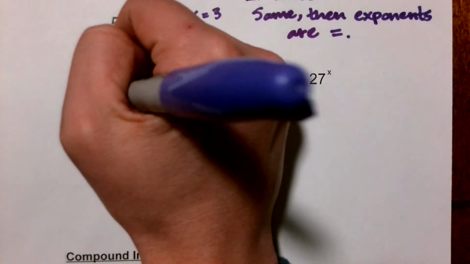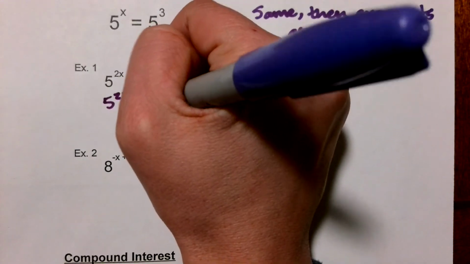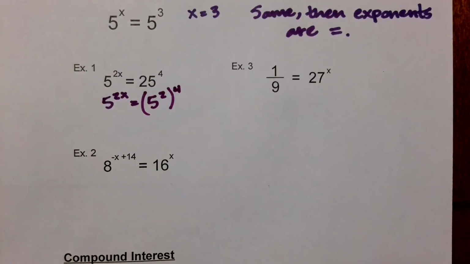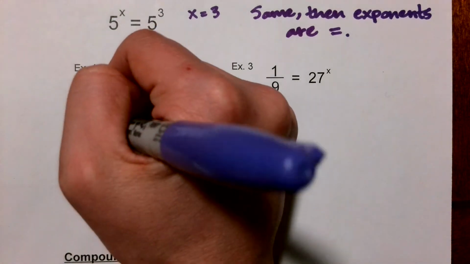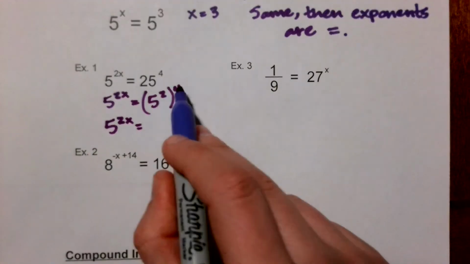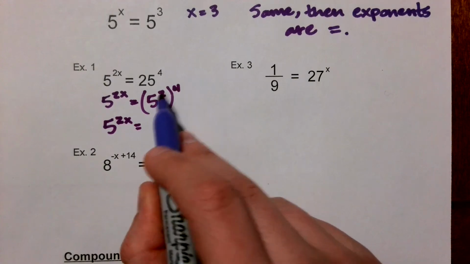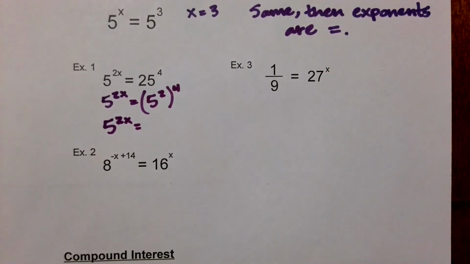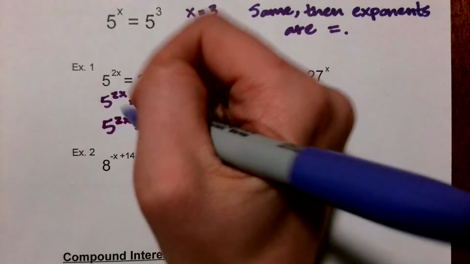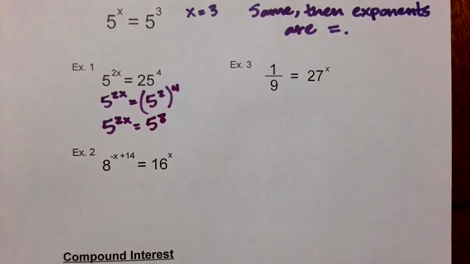But in this case, hopefully we can see I can rewrite 25 as 5 to the second. It's still raised to the fourth, so you've got 5 to the second to the fourth. And now I can say, anytime I'm raising a power to a power, I'm multiplying those. So if you're multiplying like x to the second times x to the third, you add them. But if you've got x to the second to the fourth, you're multiplying. So 5 to the 8th.